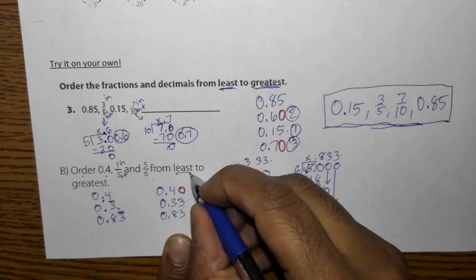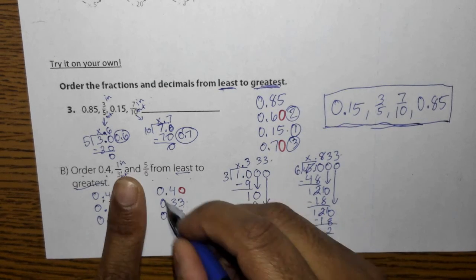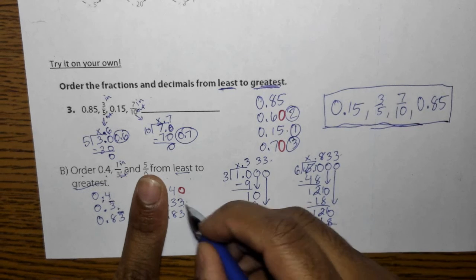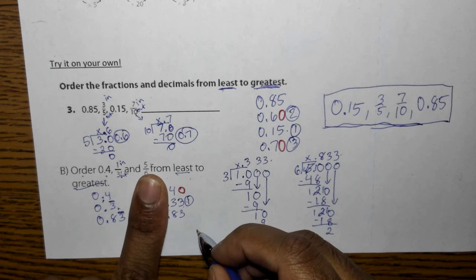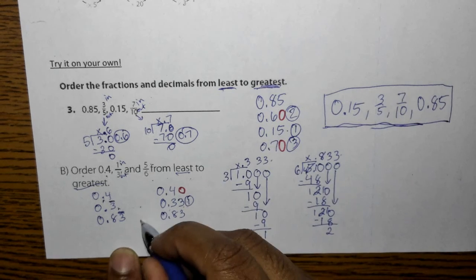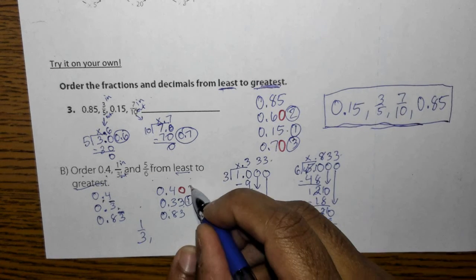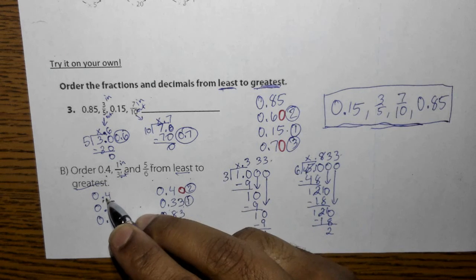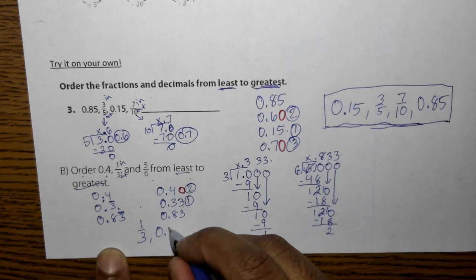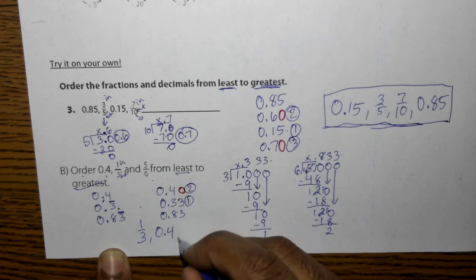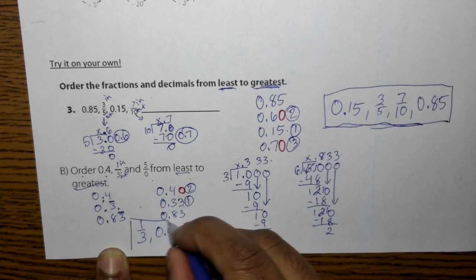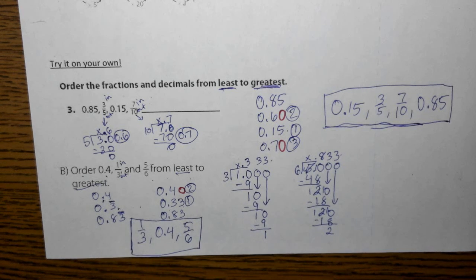So, least to greatest, my smallest number is, well, all my ones places are the same. I have 33 hundredths repeating, so that's 1/3. My second one would be 40 hundredths, that 4/10, or 0.4. And the next one is 83, which came from our 5/6. Now, if this one gave you a hard time because we had to compare with repeating numbers, that is okay. Even if we didn't use the right repeating number, we still should have been able to put it in the correct order.